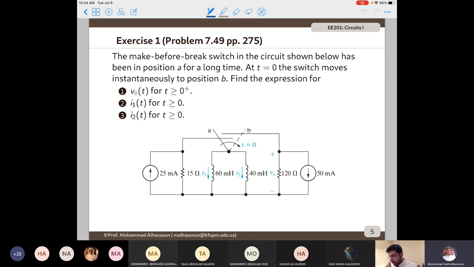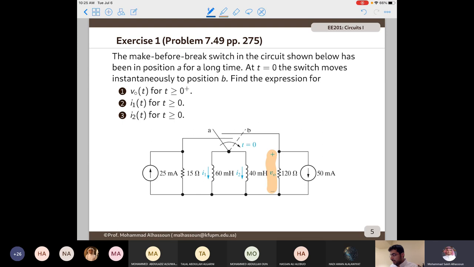So what we have here is something very interesting. We have a combination of inductors, and we have a switch that moves between position A and B. The switch was originally at position A for a long time. At t equals zero, the switch moves instantaneously to position B. What we are asked to find first is V naught here. Then we are asked to find I1 and I2. So let's start with finding V naught.